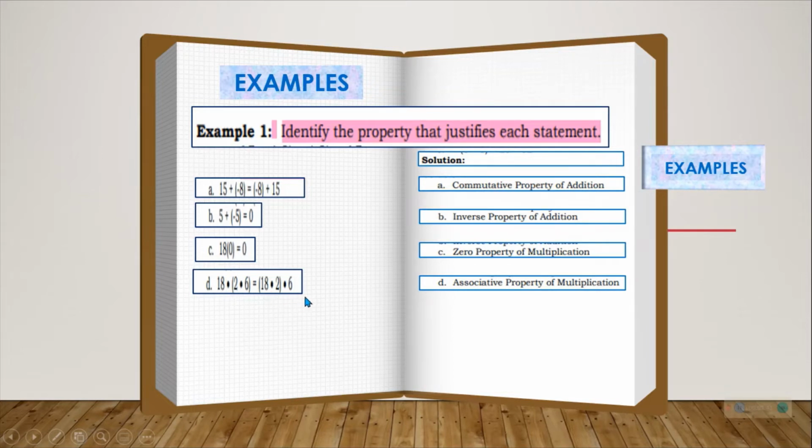naka-imply sa operation. Next, 4 times quantity 5 minus 8 is equal to 20 minus 32. So, ito ang ina-apply naman dito ay distributive property. Kasi 4 times 5 is equal to 20, then 4 times 8 is equal to 32.